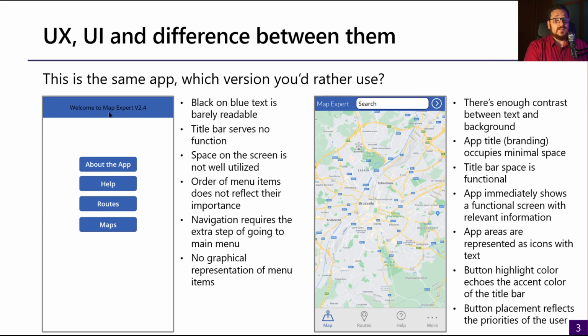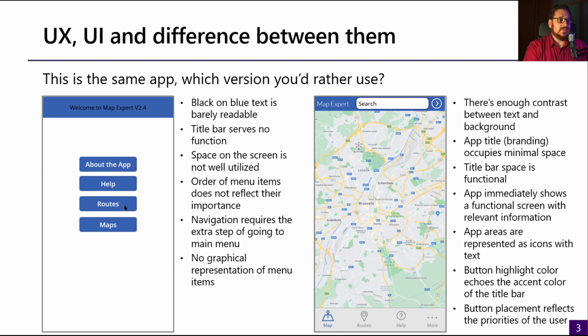We see that the title bar really serves no purpose aside of being a title bar. We see that the space on the screen is not really well utilized, so there's just a couple of buttons there and a lot of white space. When you have a small device, you want to make every part of the space that you have functional. The order of the menu items does not reflect their importance. So the About the app, it would not be the first thing I would click on, right?